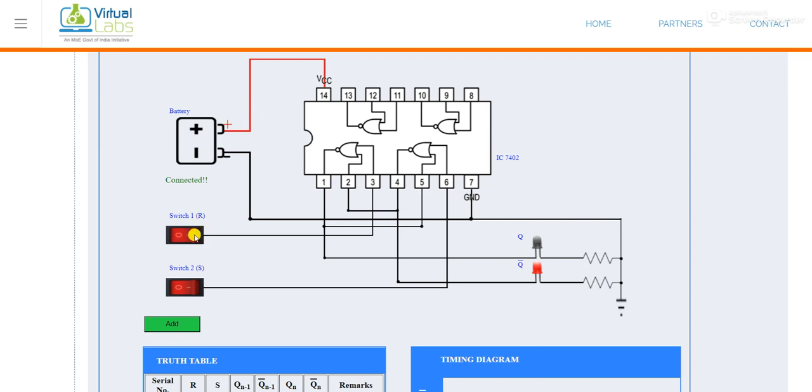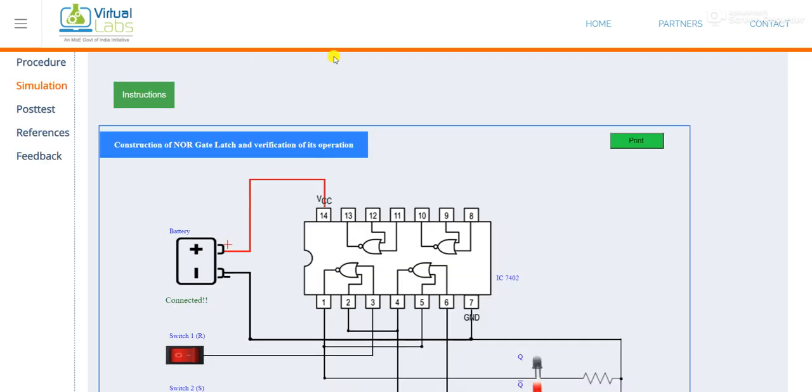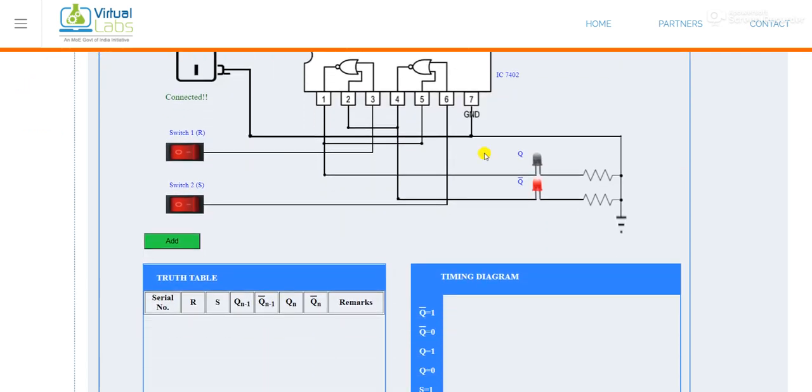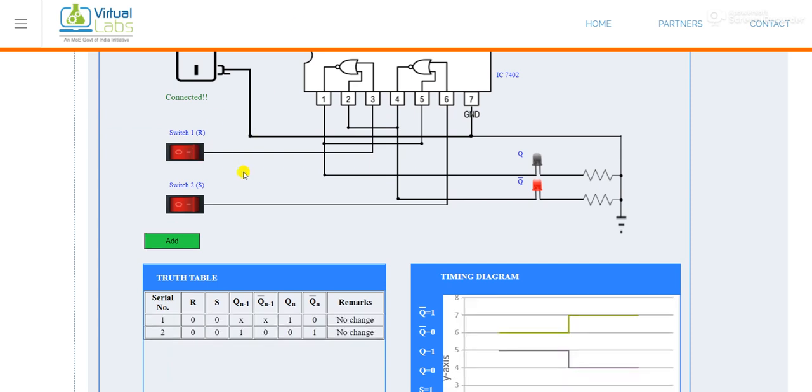So first condition is R equal to 0, S equal to 0. So Q is 0, Q bar is 1. Okay, so this is the first statement, R equal to 0 and S equal to 0. Now add these values to your table. So for R equal to 0, S equal to 0, no change.